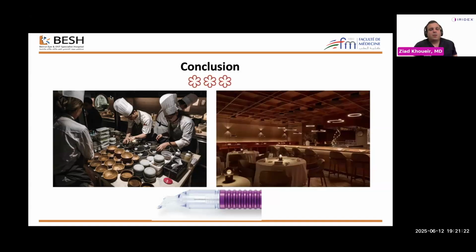What we need for a good cyclophotocoagulation is a good setting, a good lighting, a good transillumination, and only by combining all this you can get what we call the 3-star Michelin experience that will give to the surgeon the best outcomes in terms of IOP lowering, and that would give to the patient the best safety profile in terms of quality of life.